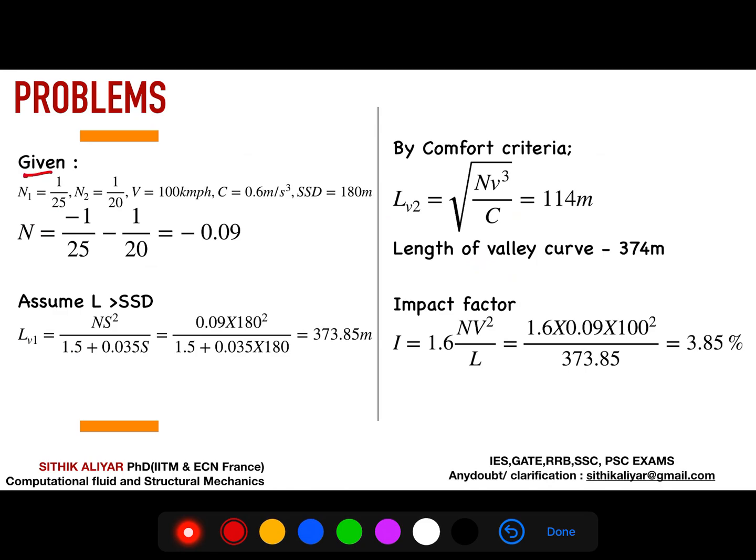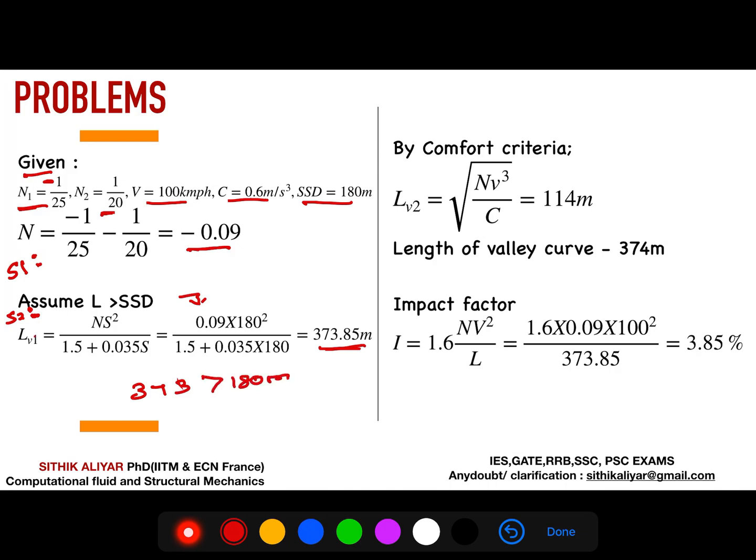So here N1 is 1 by 25, N2 is 1 by 20, and V, C, SSD are given. Step 1, determine the deviation angle. It is a falling gradient, so minus 1 by 25 minus 1 by 20, you will get minus 0.09. But as I told you, you need not use the minus, it is just from a directional point of view. You just need the value, how much it is deviating. Step 2, I will assume the length of the valley curve is greater than SSD. Substituting here, I will get 373 meter. 373 meter is obviously greater than 180, so my assumption is correct.